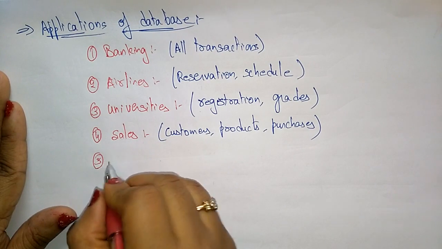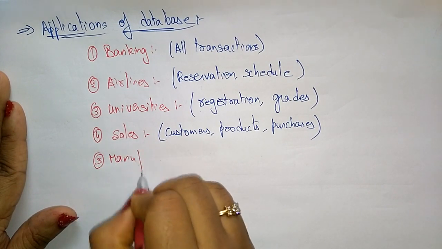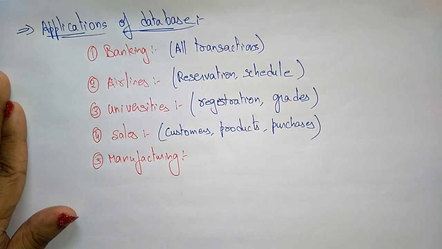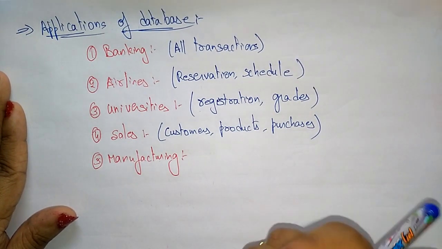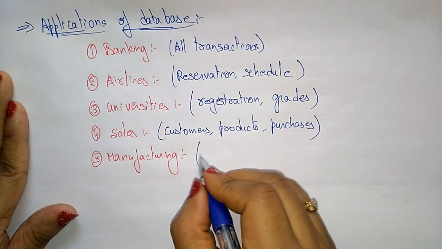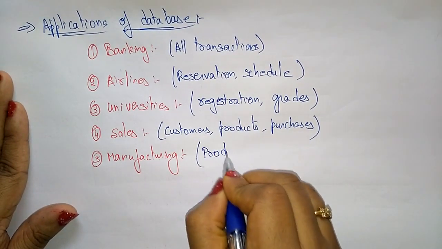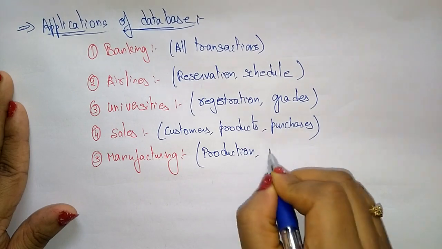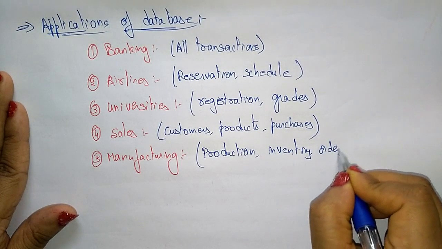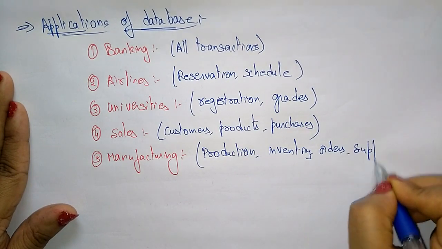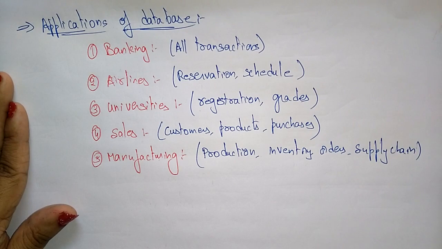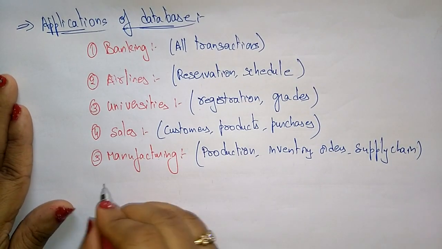Another application is manufacturing. In the field of manufacturing also, they compulsorily require a database to store the data. In manufacturing, for what purpose are they using the database? For production, inventory, orders, and supply chain. For all these fields they require a database to store their relevant data.